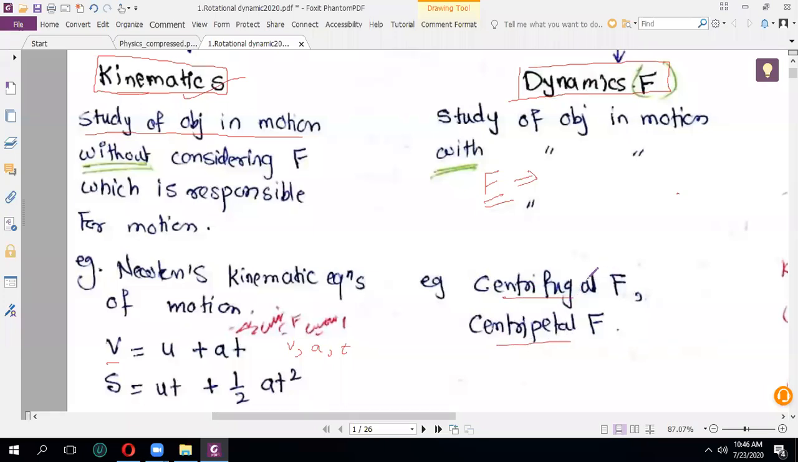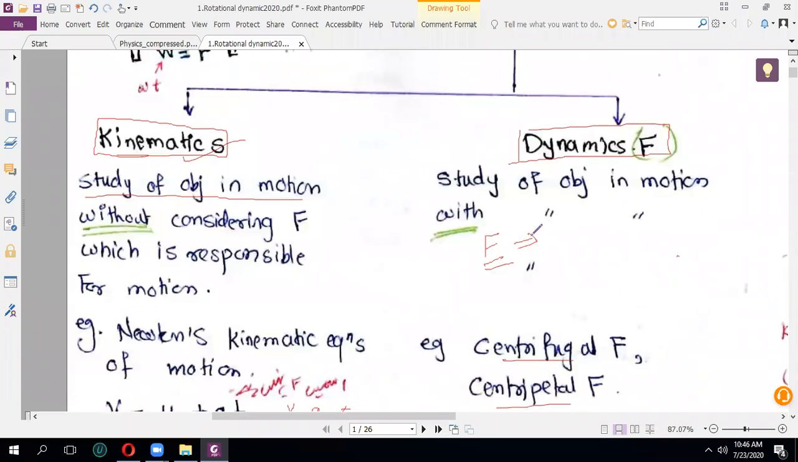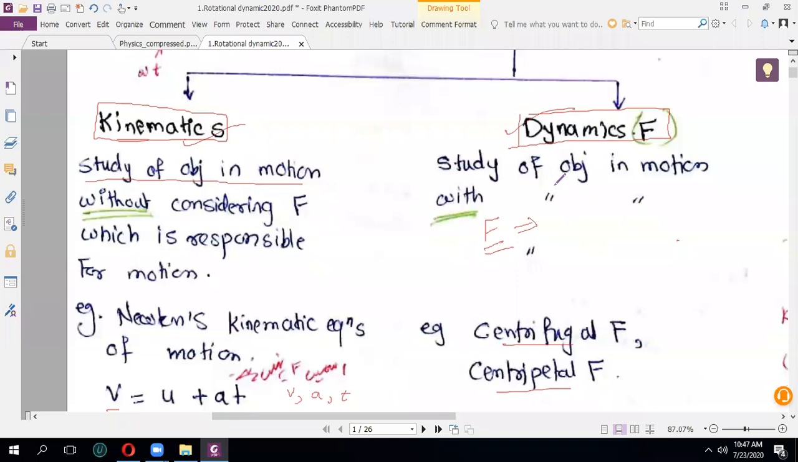Sir, please explain once more, it was not connecting for me. Okay, which part? Kinematics or dynamics? Sir, both. Kinematics is nothing but the study of an object in motion. If you are studying the motion of an object, we are seeing kinematics. What is the important part in dynamics? Dynamics has the same definition: study of objects in motion. Second, what is the force which is responsible for that motion? We will also study that in dynamics.